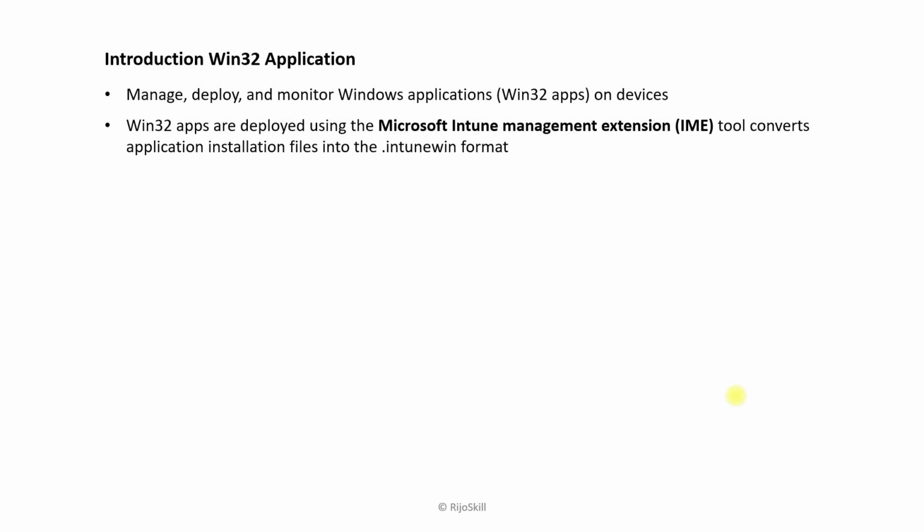So what is the introduction of Win32 application? You can manage, deploy and monitor Windows Win32 apps on the devices. Win32 apps are deployed using the Microsoft Intune management extension tool, which converts the application installation file into the .intunewin format. So what this means is, when you need to deploy a Win32 application, you need the Microsoft Intune management extension tool to convert the .msi or .exe file to .intunewin format.